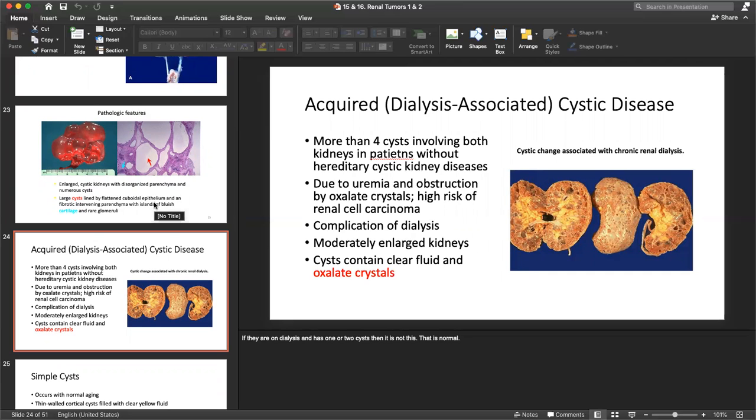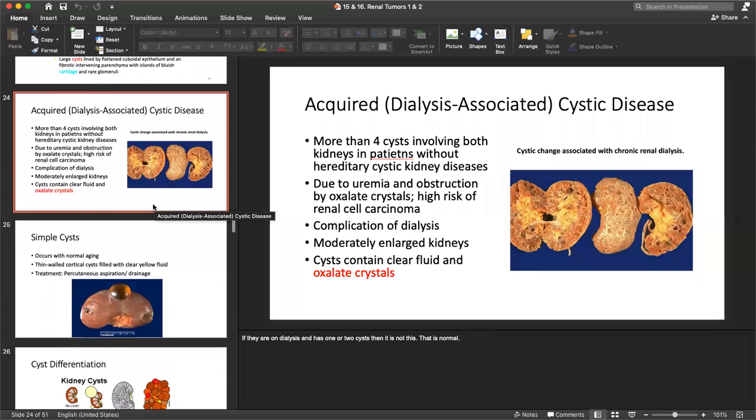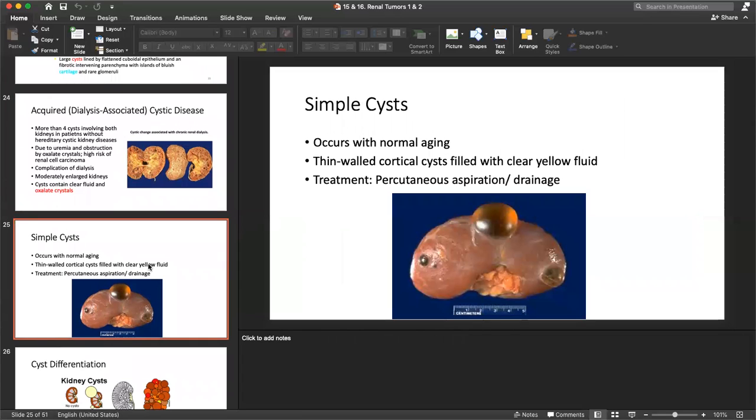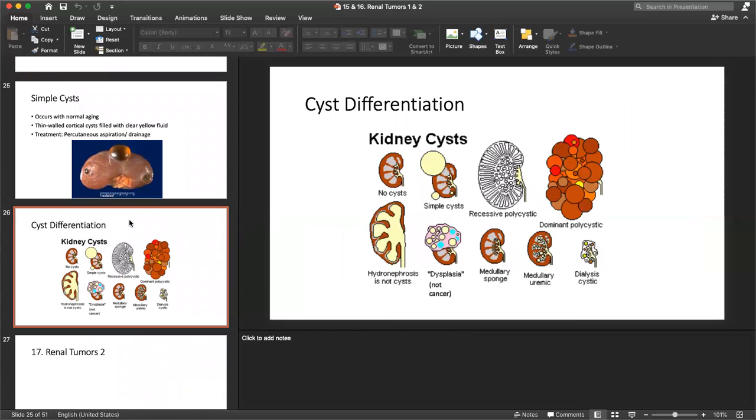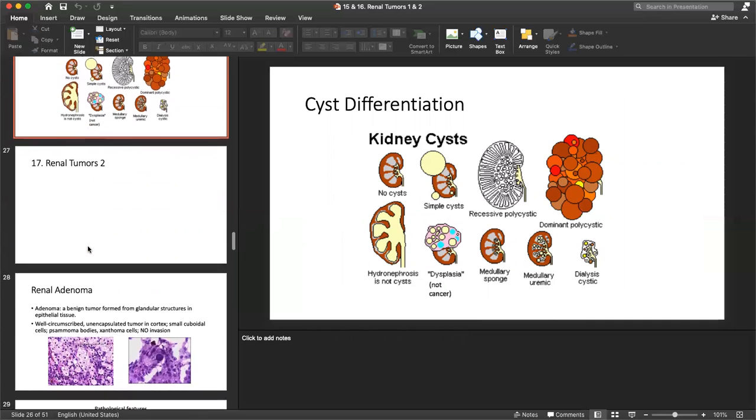Dialysis can cause a cystic disease. More than 4 cysts involving both kidneys is what qualifies for this. And the cysts are going to contain oxalate crystals. If they're on dialysis and you see 1 or 2, then it's fine. It's normal. Here's a simple cyst, normal, occurs with aging. 1 cyst, it's not everywhere, or a few, but it's not too bad. You don't really do anything, or you can drain it. There's all of them, what they look like, and you can differentiate.